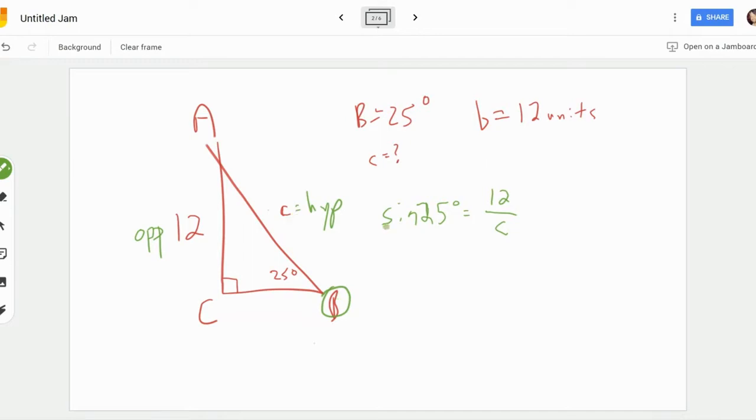So I used SOH-CAH-TOA, just the trig ratio, sine, because it uses opposite, and I have opposite. I have the number, and I'm wanting to find the hypotenuse. So sine uses opposite over hypotenuse, so that's why I'm using sine, and this is the ratio it sets up.